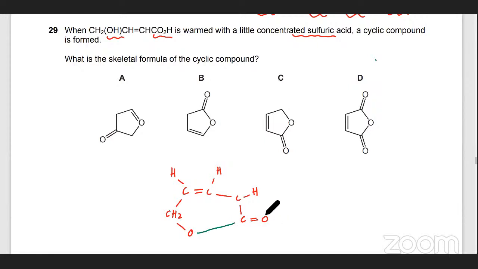So you have a C double bond O that is attached to an oxygen. And you have to make the skeletal formula for this. So I'm going to come up with the skeletal formula. What would the skeletal formula look like? That's 1, 2, 3, 4, 5 carbon atoms. On the 5th carbon atom, there's a double bond O.